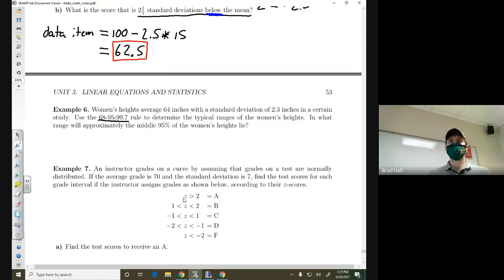But they do tell us this in an implicit manner. They're asking for the range, so they want two values. They want the lower part and the upper part that encapsulates the inner 95%. And so they want us to find out those two values. So the middle 95%.